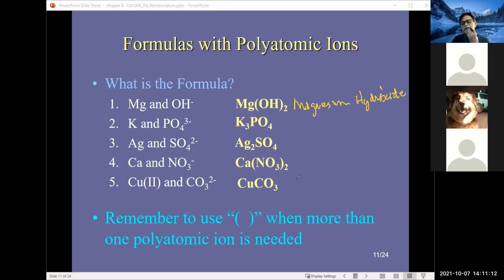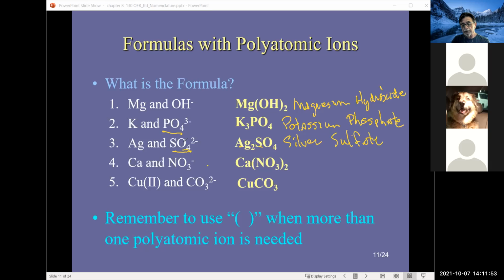I believe this is the active ingredient in milk of magnesia, magnesium hydroxide. Number 2, potassium. Excuse my resolution, my pen is not the best here for my writing pad. So it's potassium phosphate. Okay. We had silver. This was the sulfate ion. That's the phosphate. So this is simply silver sulfate.